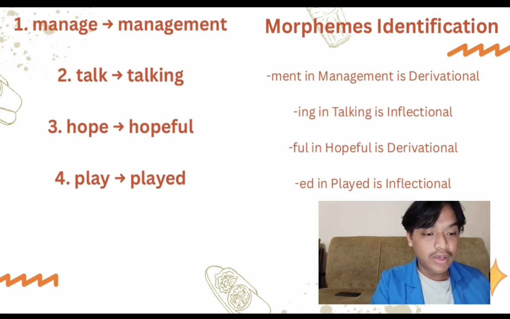To conclude, derivational morphemes create new words or change their word class, while inflectional morphemes only change grammatical forms like tense or number without changing the meaning.